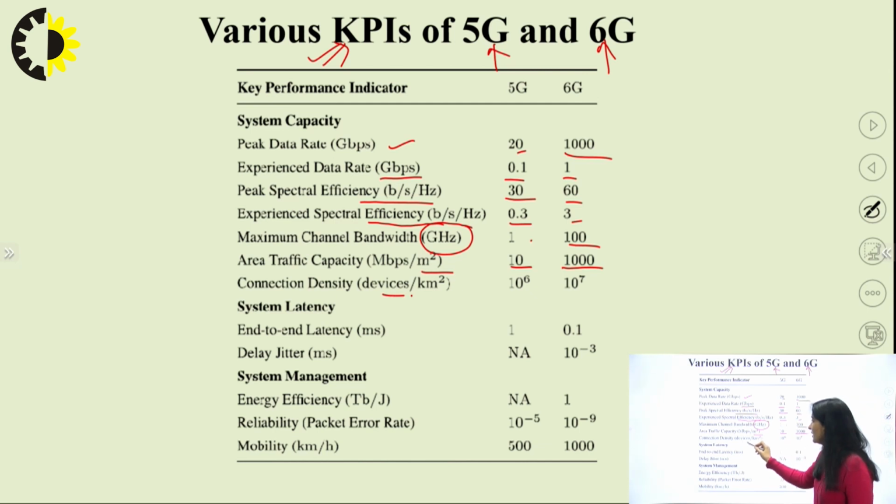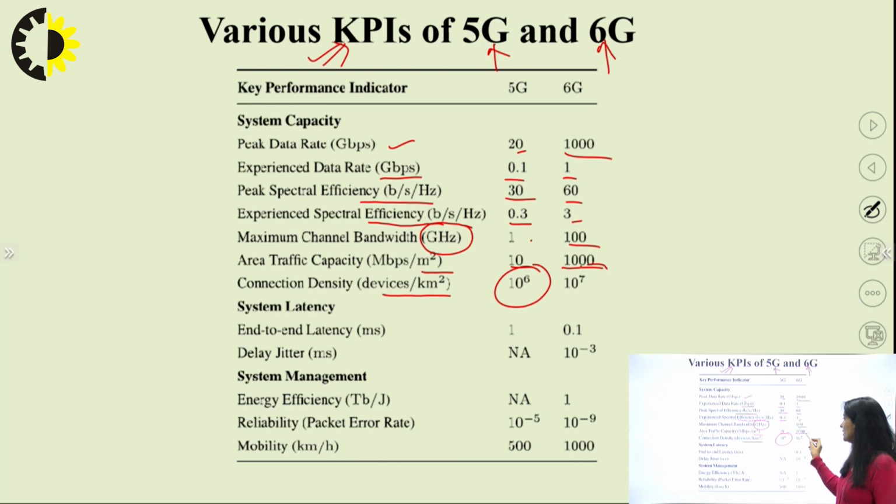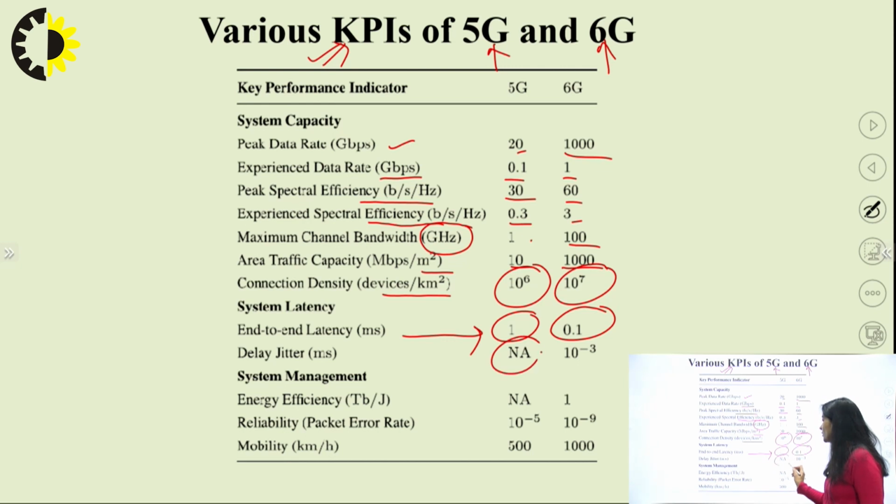Connection density, devices per kilometer square, it is 10 to the power 6 in 5G and 10 to the power 7 in 6G. Now end-to-end latency in millisecond. So latency was 1 millisecond in 5G and it is expected to get 0.1 in 6th generation. Delay jitter, it was not applicable in 5th generation, but in 6th generation it is 10 to the power minus 5.